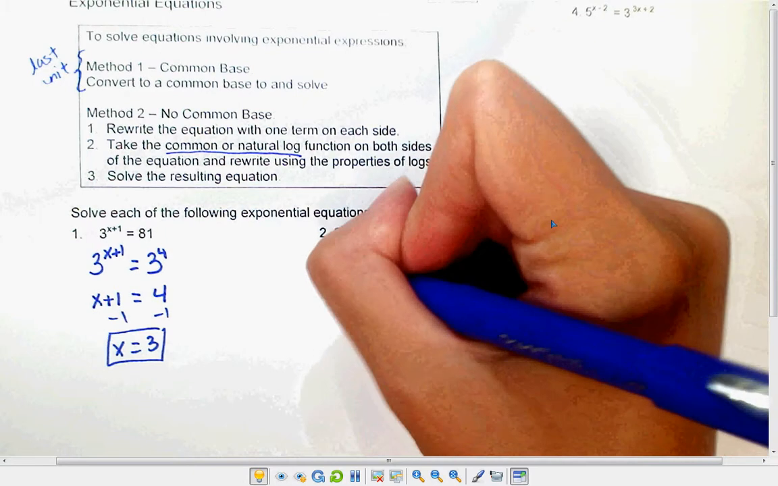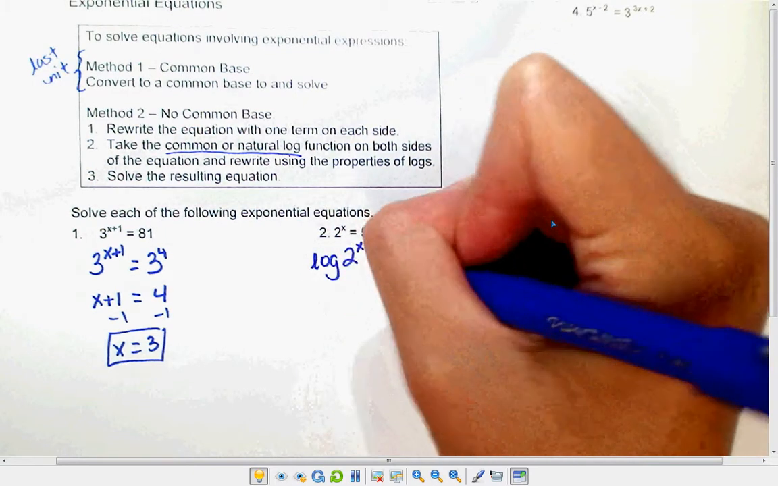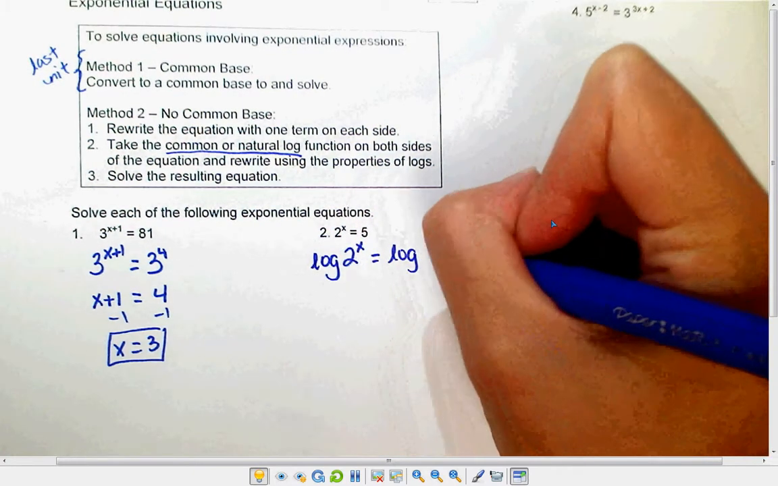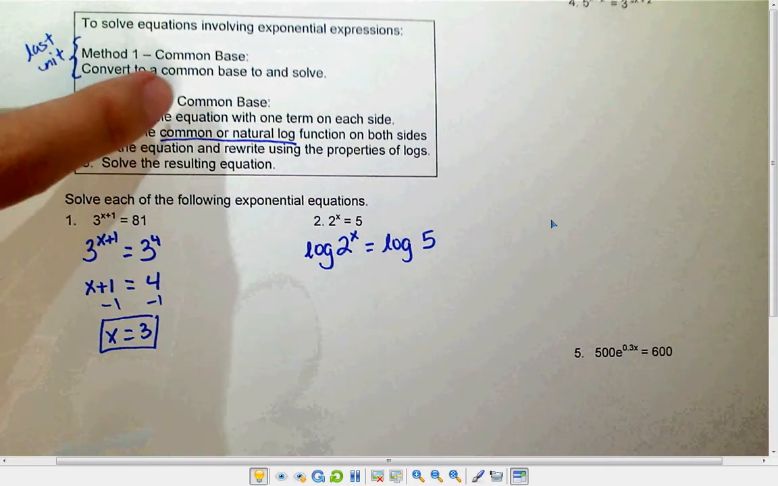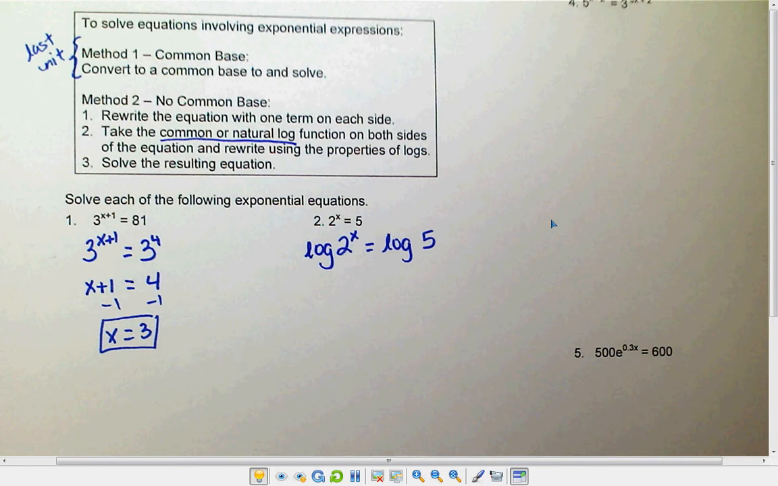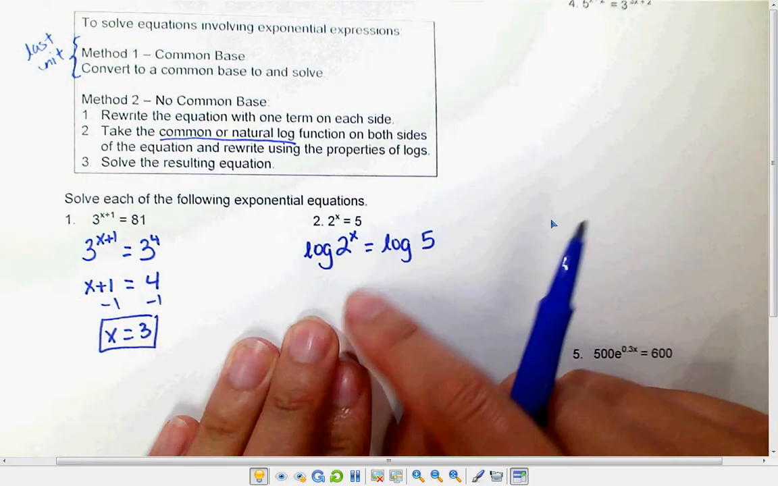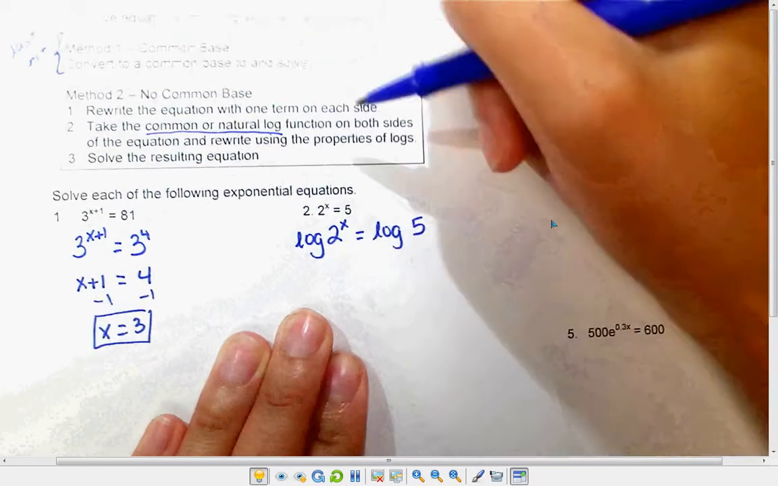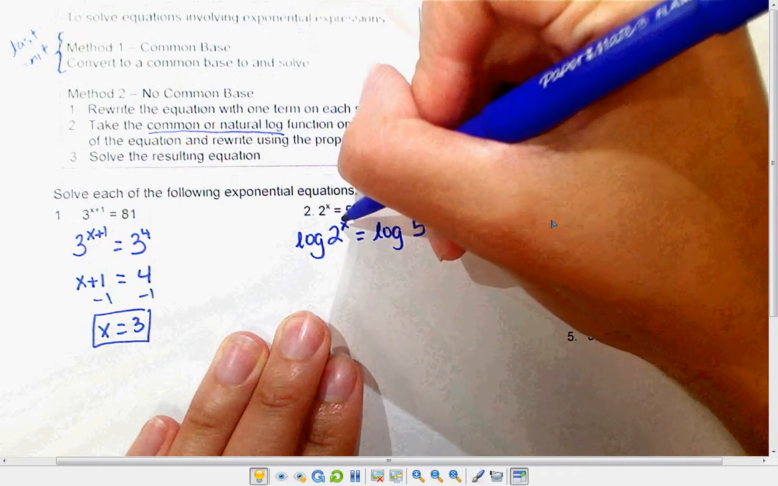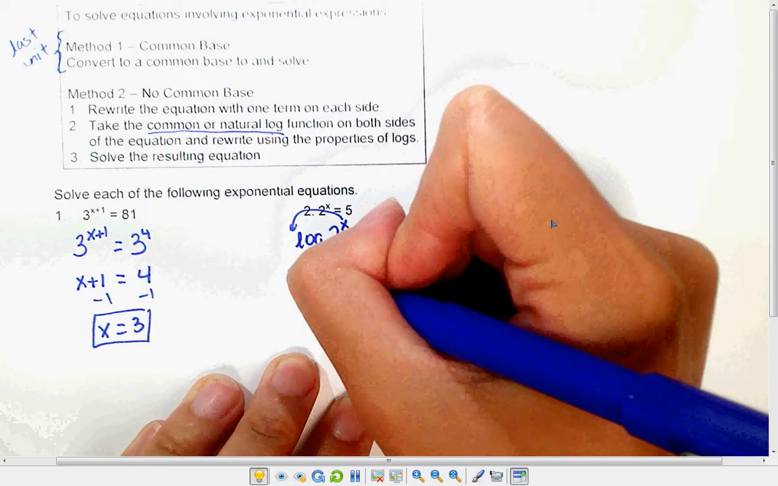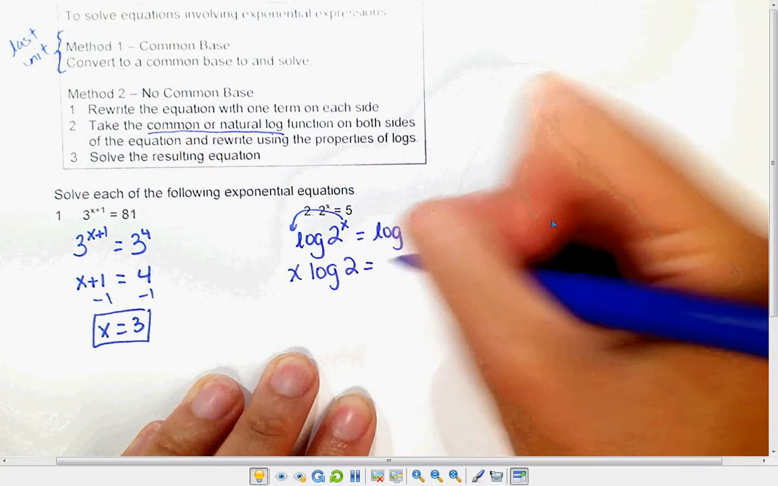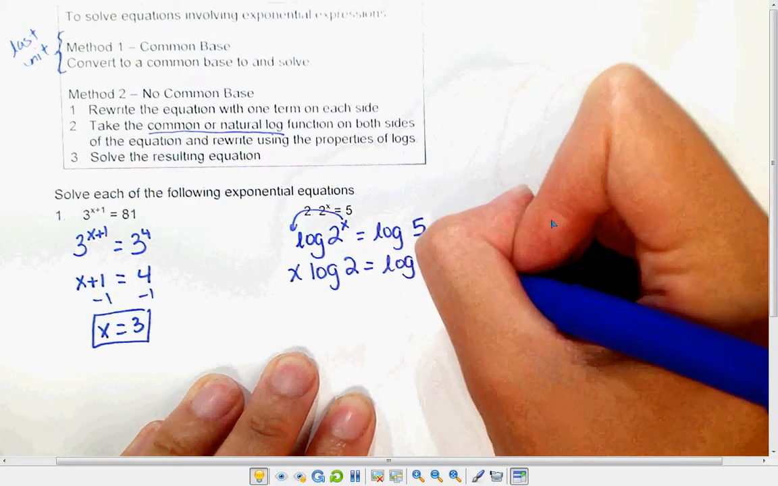So this is going to become log of 2^x equals log of 5. Once we've done this, so we're taking the common log, so just log base 10, so we don't have to write the base 10. Once we've done this, now we can use our properties of log. So this is our exponent. Our x is our exponent, so we can bring that down in front. So this turns into x log of 2 equals log of 5.